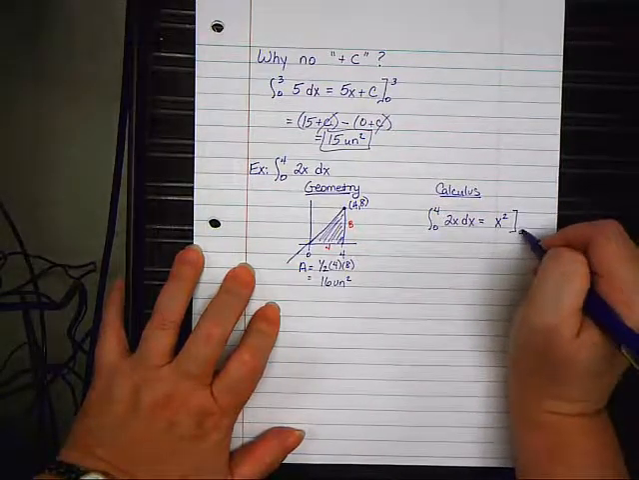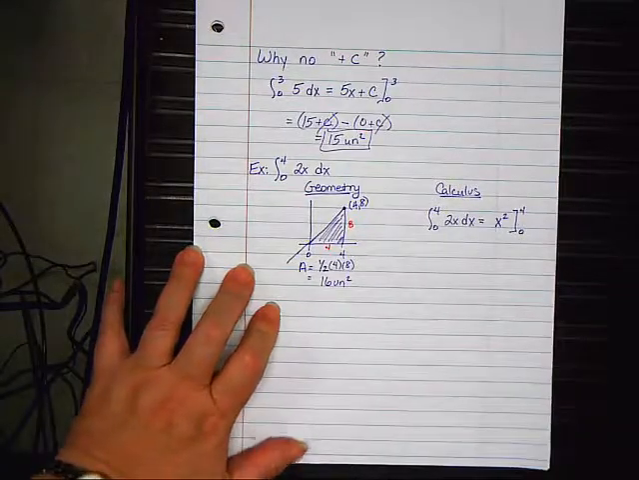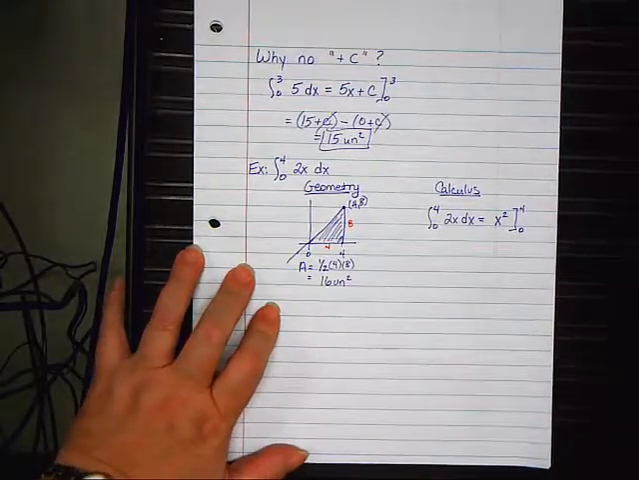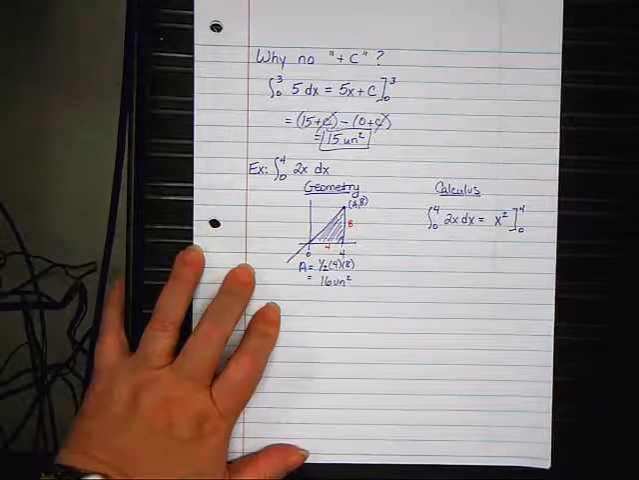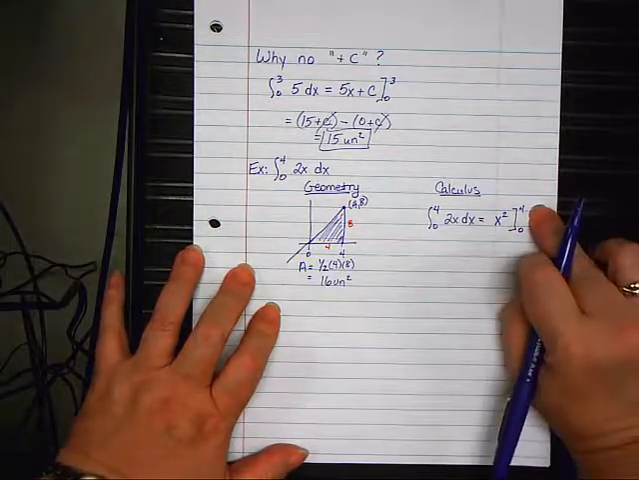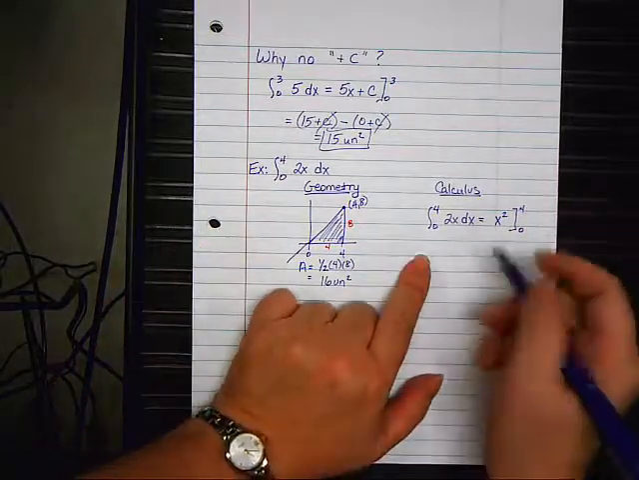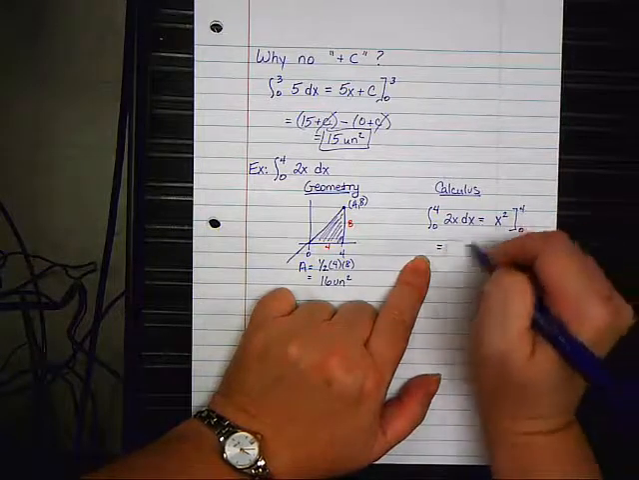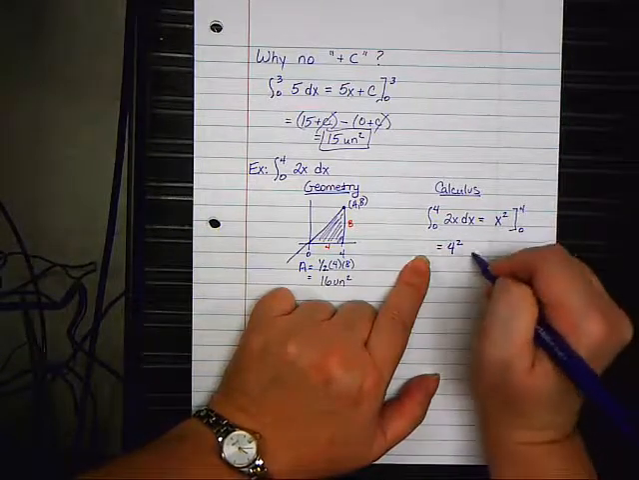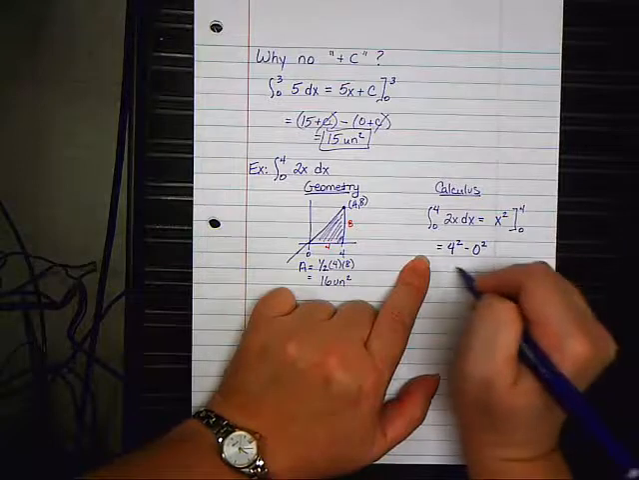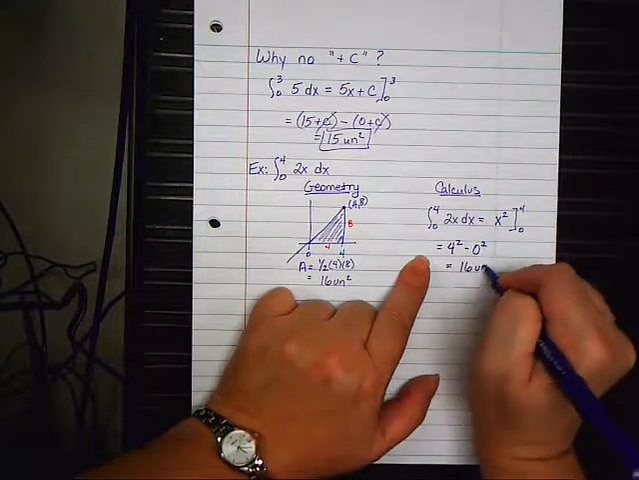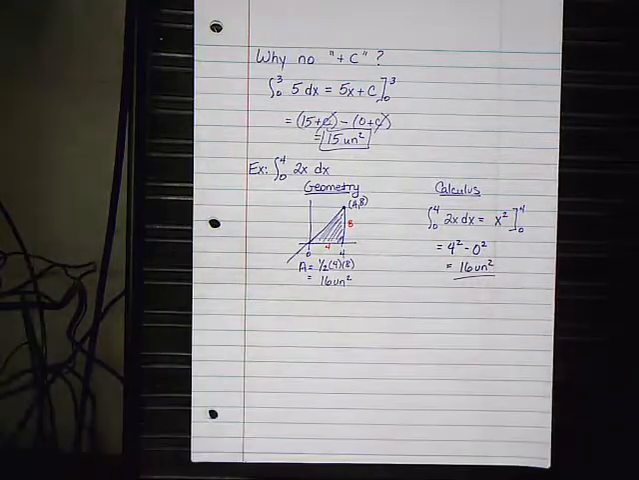Draw the back bracket, bring the two numbers over, the 0 and the 4. Now remember the formula said f of b minus f of a, so we always plug the top number in first. So the answer will be 4 squared minus 0 squared, which is the same answer we got with the geometry, 16.